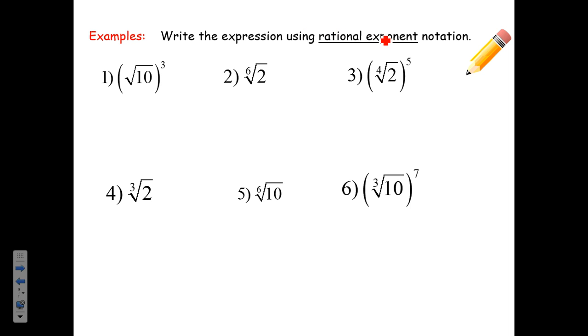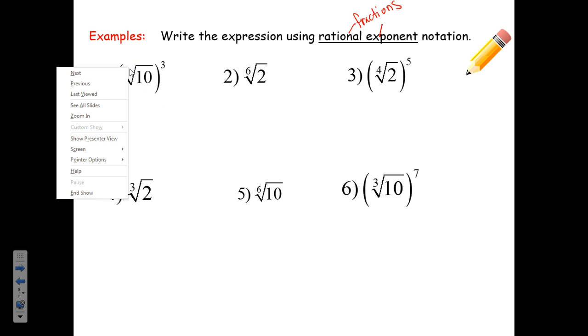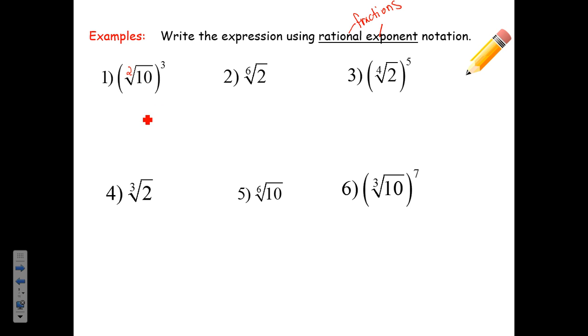and I'm going to write them in exponent form that have fractions. Okay? So how do we do that? If I look at this problem, this says the square root of 10. Remember, I know that's the square root because there's a little 2 there we don't see, but we know is there. And where does that go?